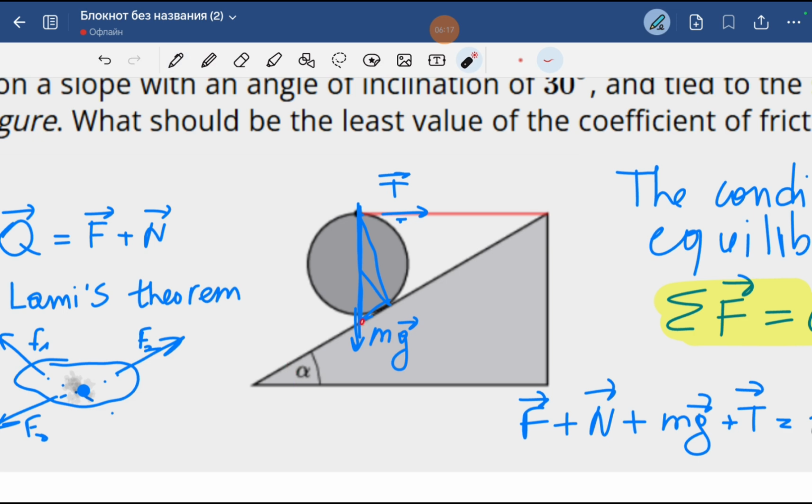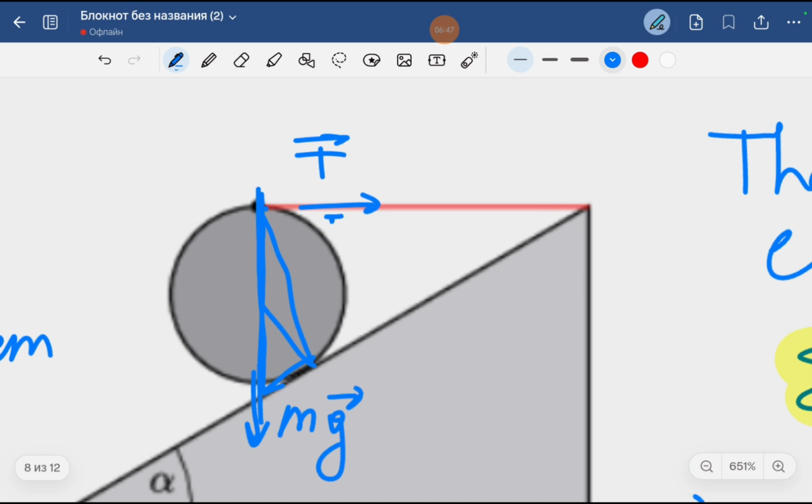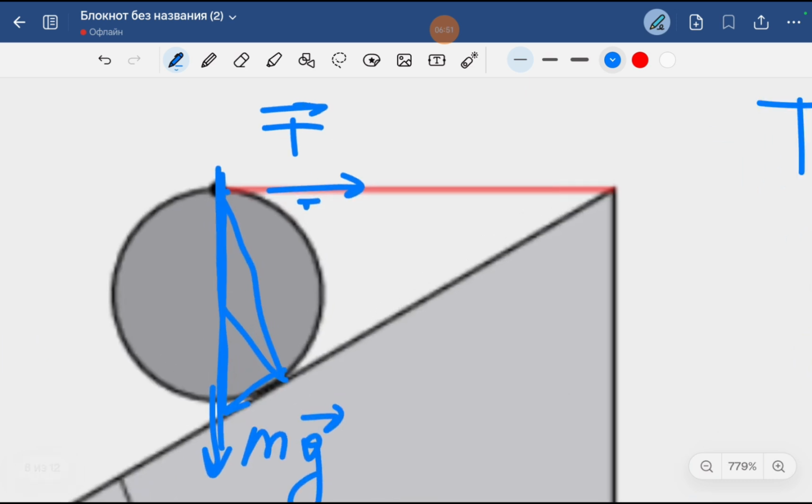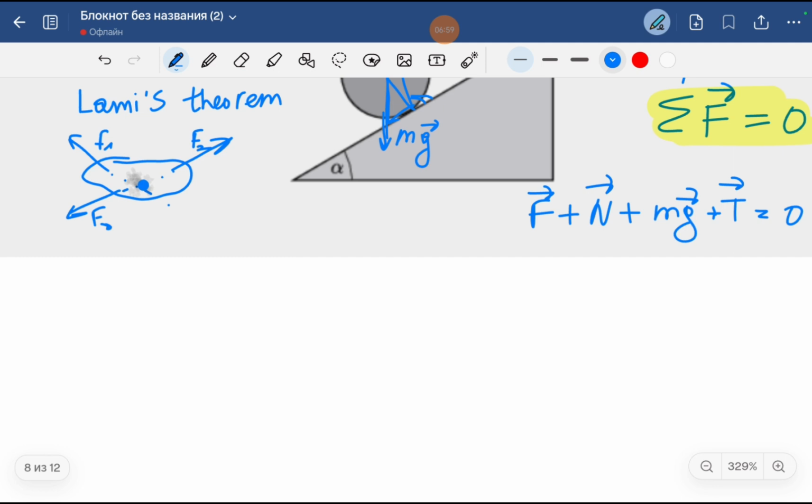We have an angle of 60 degrees. Now this angle will also be 60 degrees. Next, this angle is 30 degrees. This angle is the central angle of the circle and subtends a specific arc. The same arc is subtended by an inscribed angle, which is half the measure of the central angle. Therefore, this angle is 15 degrees. So the angle between the inclined plane and the reaction force will be 75 degrees. I found it by subtracting 15 degrees from 90 degrees.